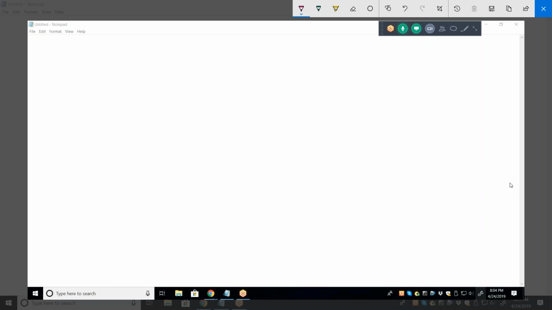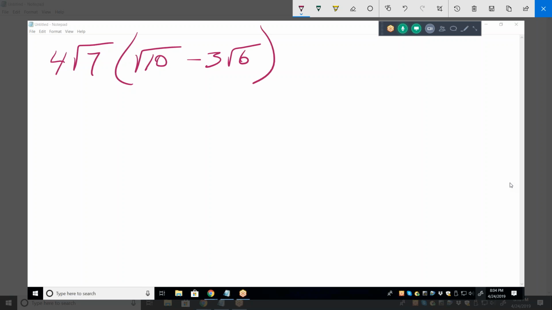Alright. So 4 root 7 parentheses radical 10 minus 3 radical 6. Like that? Yep. Okay. First step? Distribute. Okay, what do you get? So what do you do? Like, would it be like 4 root 70? You got it. Perfect. And then the other one would be minus 12 root 42.